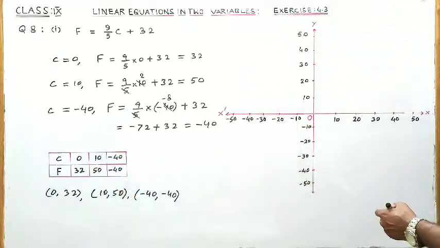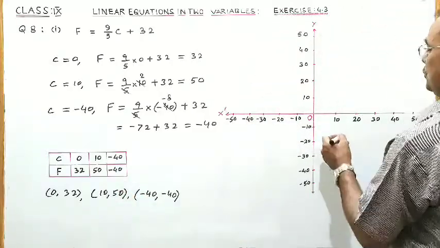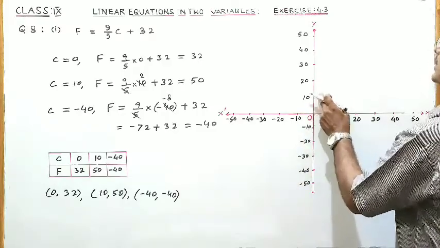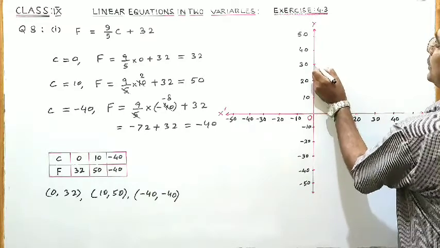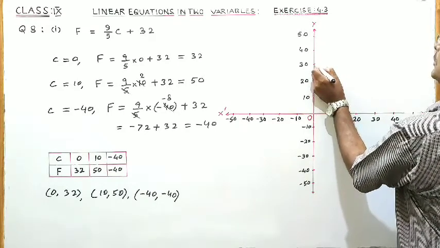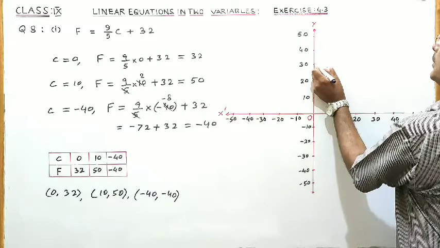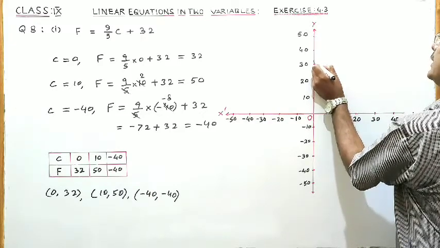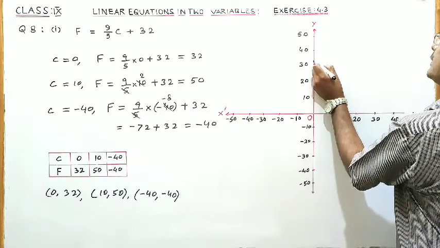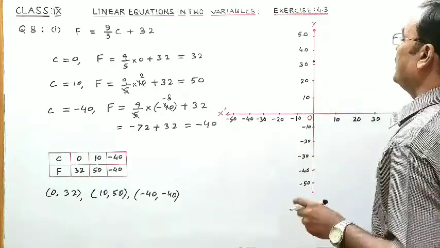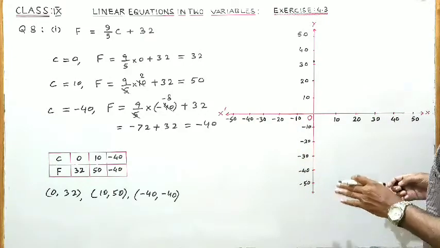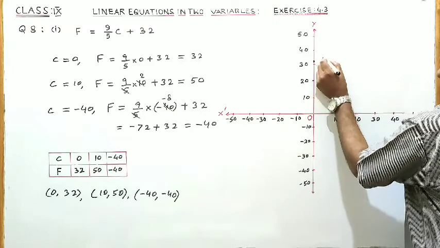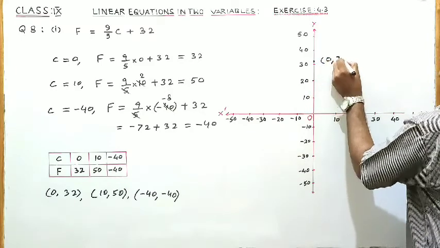First point is 0, 32. On the x-axis it is 0, so the point will be on the y-axis at 32. So 2 units above this 30 will be 32. You can read this point in an exact way when you do this work on a graph paper. So let us take this point 0, 32.